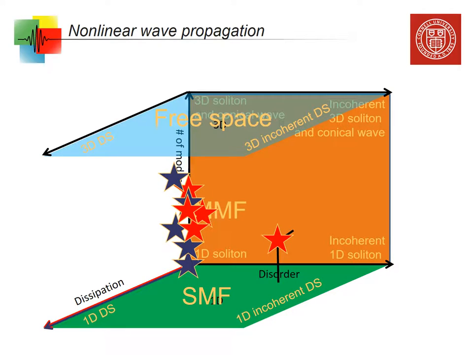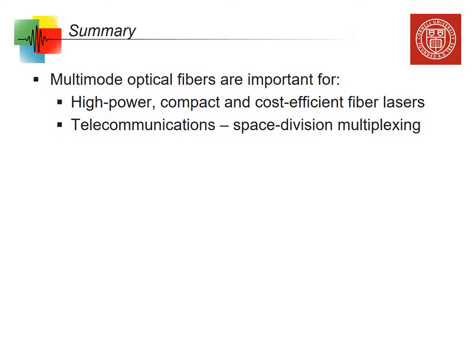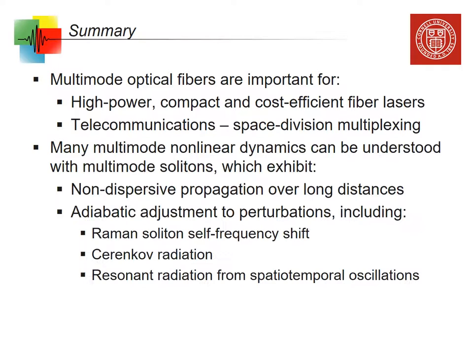So far, we've looked at just this part of parameter space. This is maybe even an exaggeration because we really are only looking up to about 100 modes. We've really barely scratched the surface of disorder and dissipation. So we've done a lot, but we also haven't done very much. There's a lot of things to look at. It's a very fertile area scientifically. In summary, these things might be important for high power fiber lasers, ridiculously high power fiber lasers potentially, and they may also be useful for telecommunications.